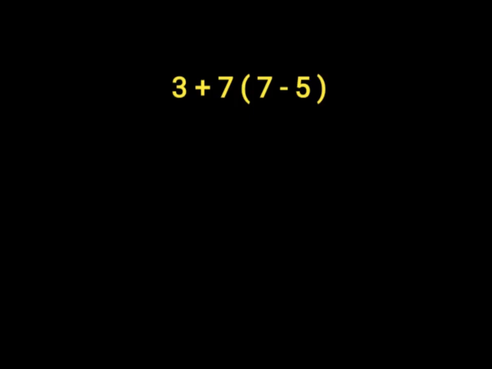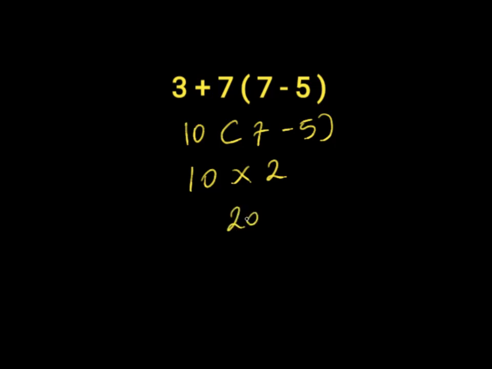3 plus 7 (7 minus 5). 3 plus 7 will give us 10. Then we have 10 (7 minus 5). Then in our parentheses, 7 minus 5 will give us 2. Then we have 10 times 2. 10 times 2 is equal to 20.